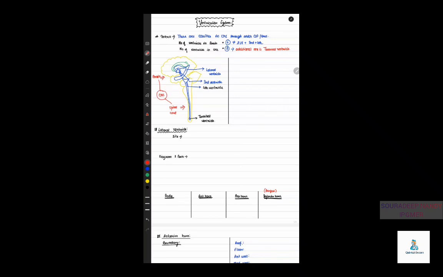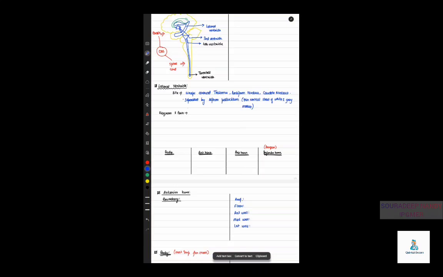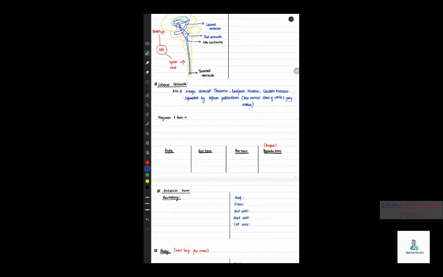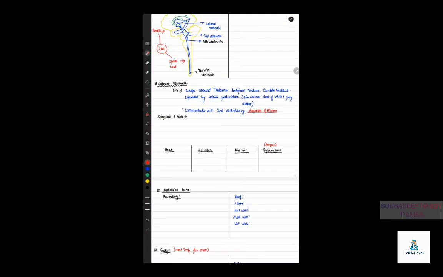Now we will start with our lateral ventricle. The lateral ventricle is the cavity present within the cerebral hemisphere. Now the site: it wraps around the thalamus, lentiform nucleus and the caudate nucleus. The 2 lateral ventricles are separated by the septum pellucidum, which is a thin vertical sheet of white and grey matter. The 2 lateral ventricles communicate with each other and with the third ventricle by the interventricular foramen of Monro.